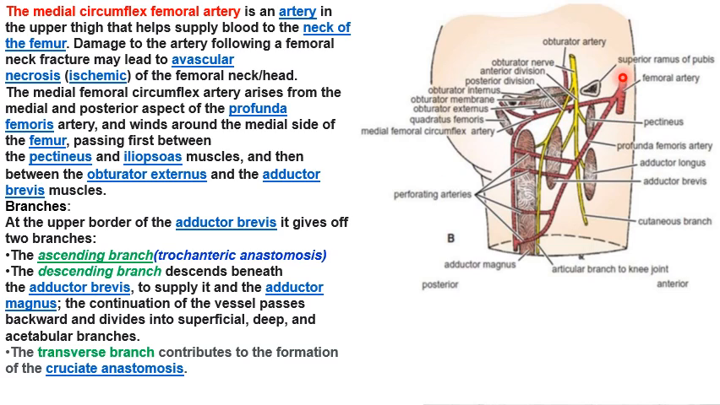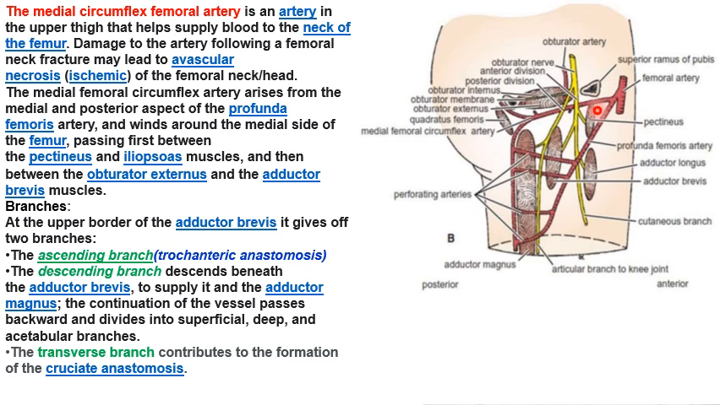This is the femoral artery, this is the profunda, this is the medial circumflex femoral artery, okay, which goes between the anterior and posterior divisions of the obturator nerve. So this artery supplies the neck of the femur. Most of the blood supply to the neck of the femur is by the branches of the medial circumflex femoral artery.